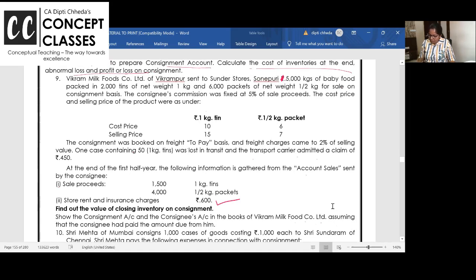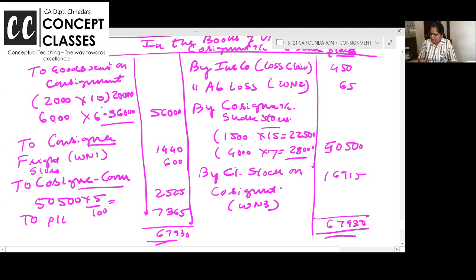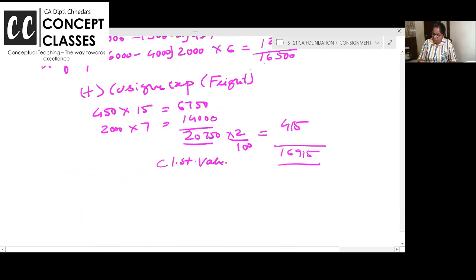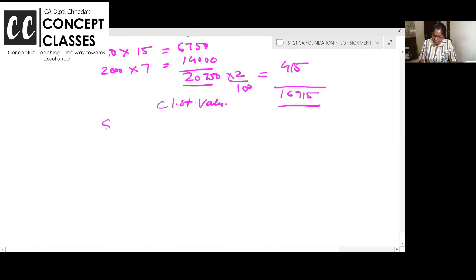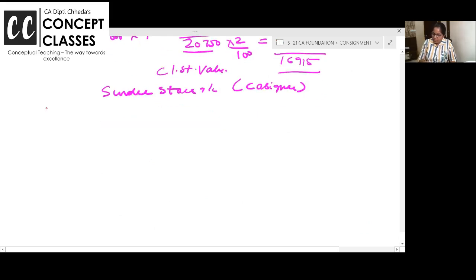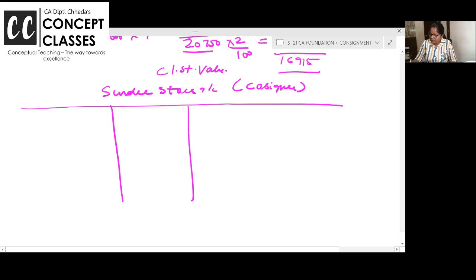Okay, before we go on to the next problem, for this problem, let us prepare the consignee's account. Sundar's account in the books of Vikram Foods we will prepare now. Yes, for the same problem, 9th problem. Sundar stores account. Fixed number of entries are there here also. When I'm sending the goods to consignee, no entry is recorded because he's not the buyer. He's just the agent.